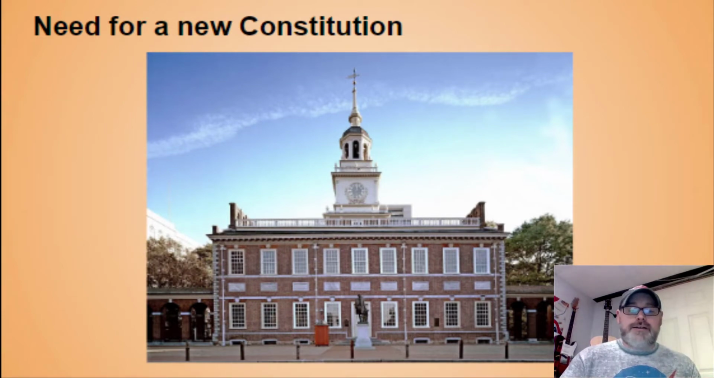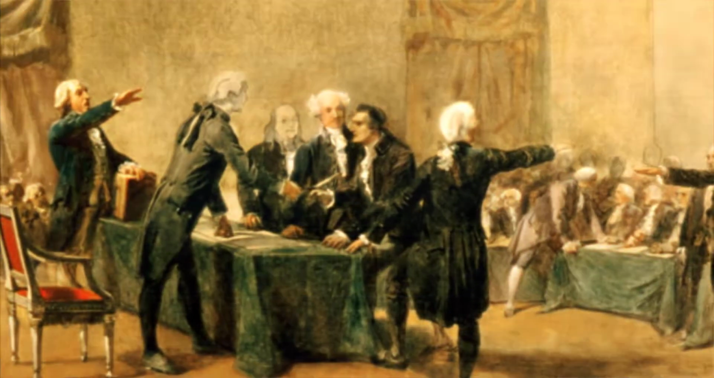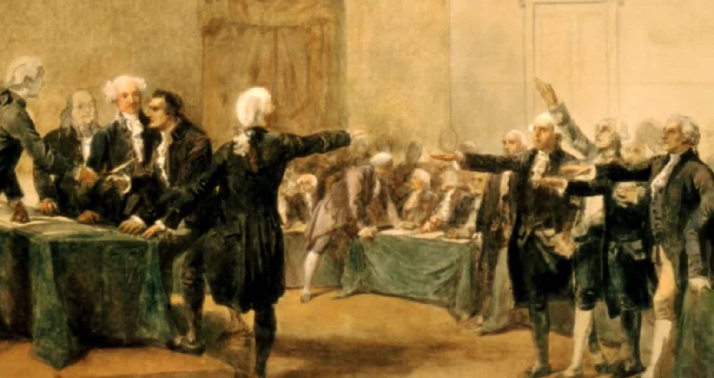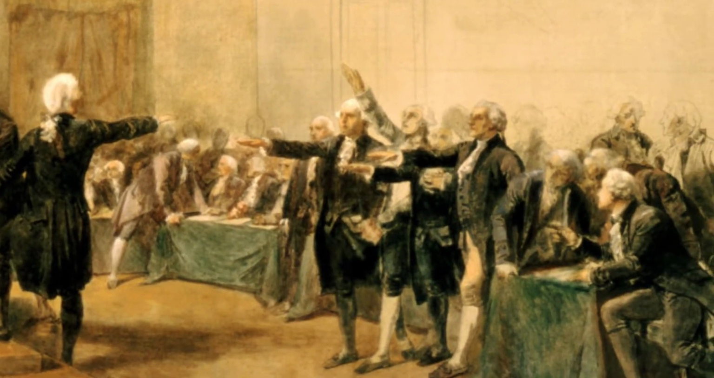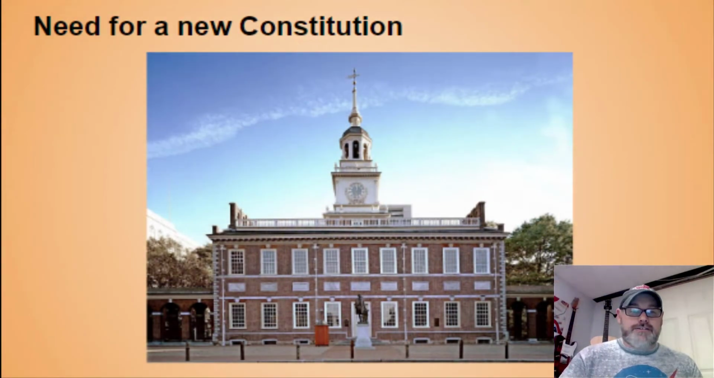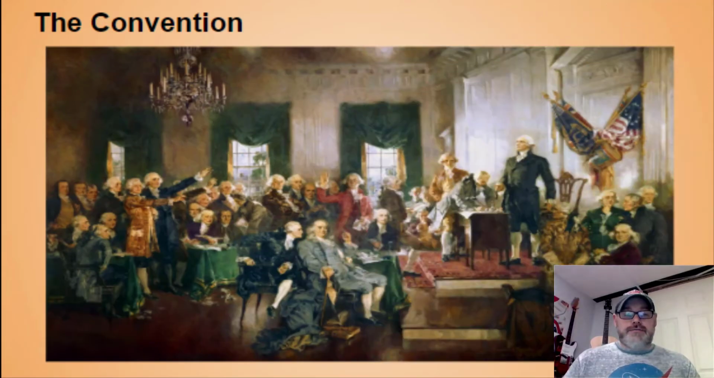All right, so in February of 1787, the Continental Congress, which again was only a one-house legislature at that time, basically called for a meeting to draw up a new constitution. They called for delegates or representatives from each one of the states to come to this meeting in Philadelphia and start drawing up a new constitution. All right, so there at the convention.